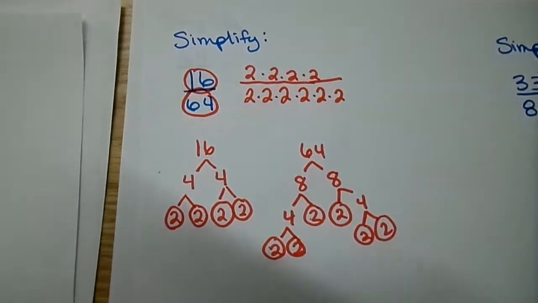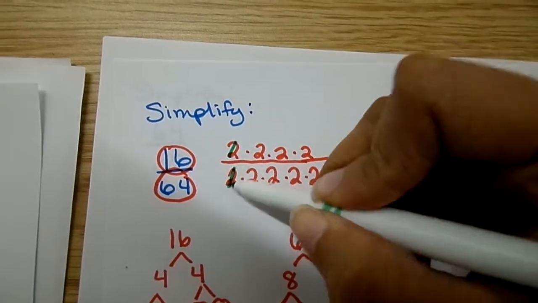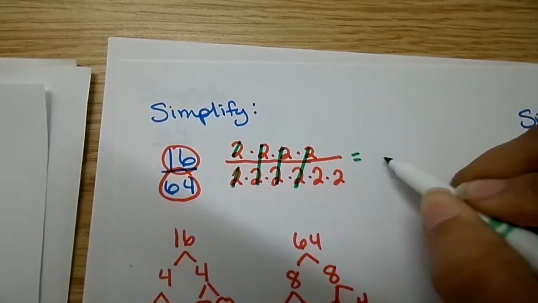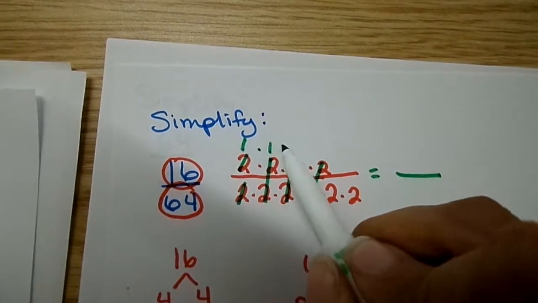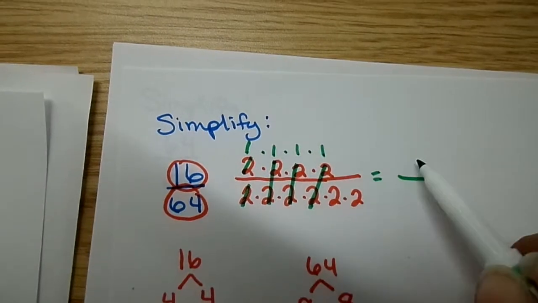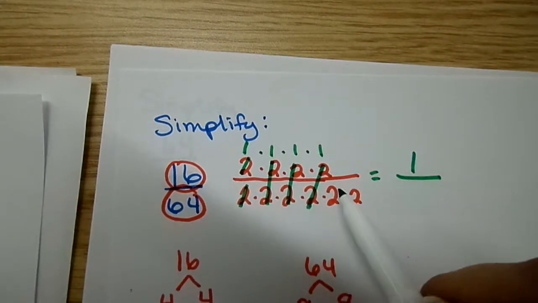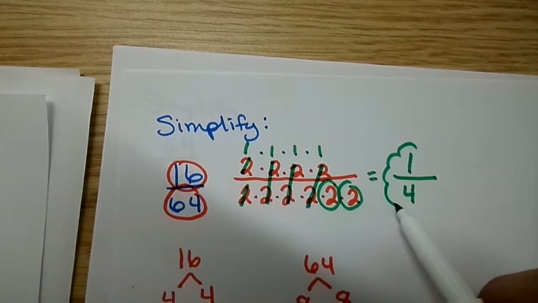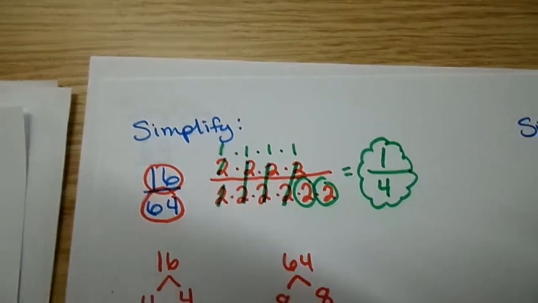Now I'm going to cross out any ones. I see 2 over 2, which gives me a 1. I see another 1, another 1, and another 1. So now when I multiply this in my numerator, I have 1 times 1 times 1 times 1, which is 1. My denominator, I have 1 times 1 times 1 times 1 times 2 times 2, which gives me 4, because 2 times 2 is 4, and 4 times 1 just gives me a 4.